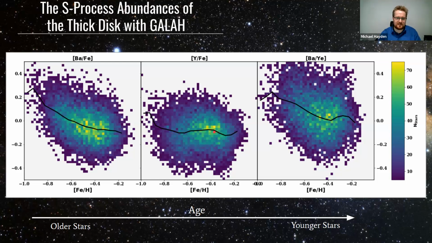So what this is telling us is that massive AGB stars are producing a lot of yttrium, but not much barium, whereas the lower mass AGB stars are producing about equal amounts of both. And that's it.